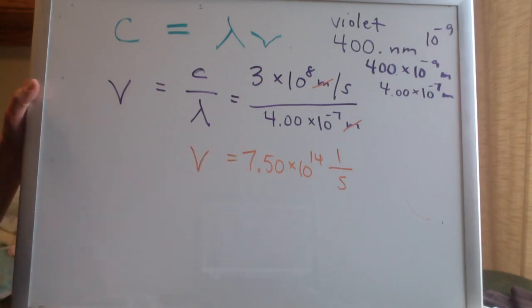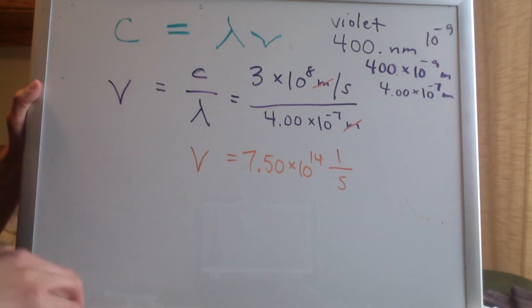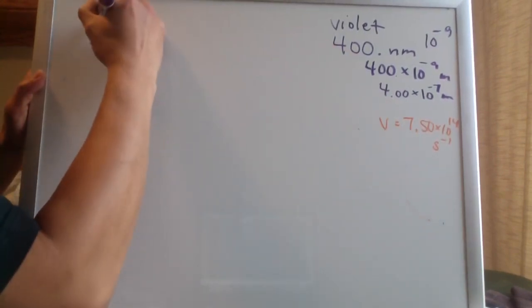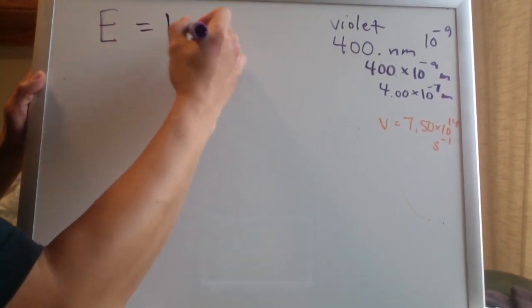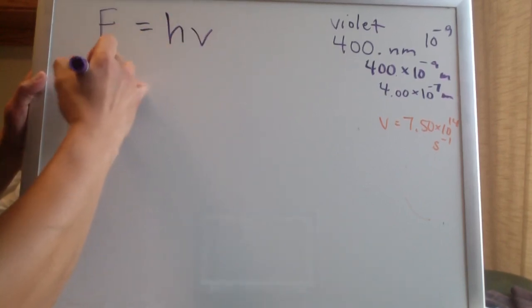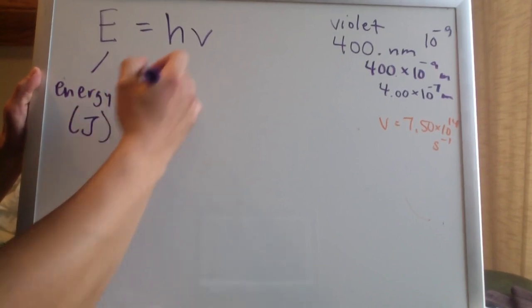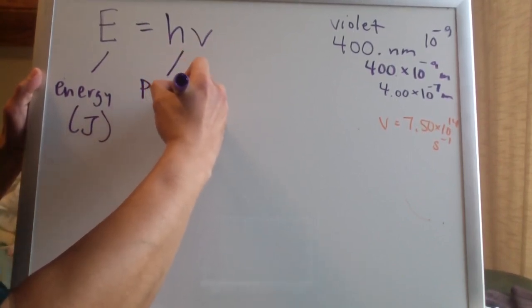Now we can take this and go into the relationship between frequency and energy. So now that I've written it over here, let's go ahead and take this. The energy equals h times nu. So E is the energy, and that's measured in joules. h is Planck's constant, named for Max Planck.